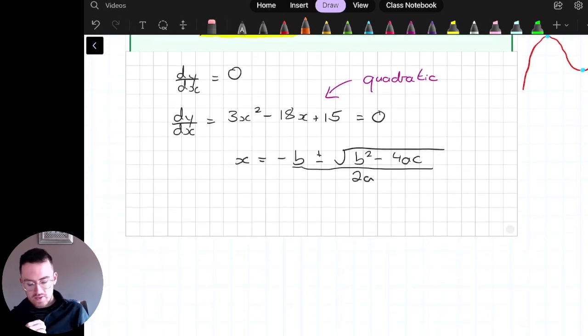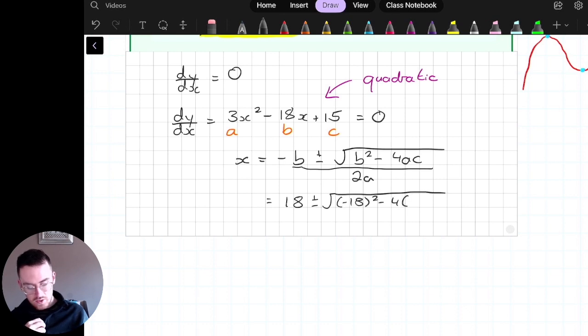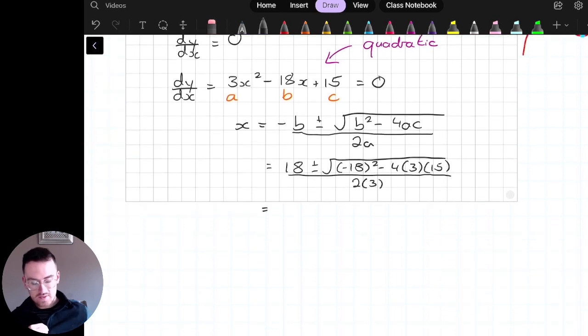So first of all, we just have to line up our a, our b, and our c. And then we can sub them in. So the minus 18 becomes a plus 18. We have minus 18 squared, minus 4 by 3 by 15, and that is all over 2 by 3. So let's see next. 18 plus or minus, then we need 18 squared. So let's just quickly get that calculation for ourselves: 324.